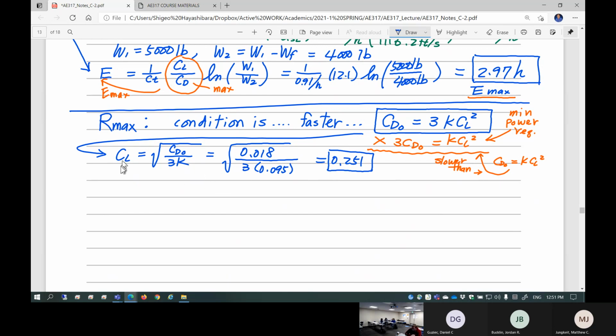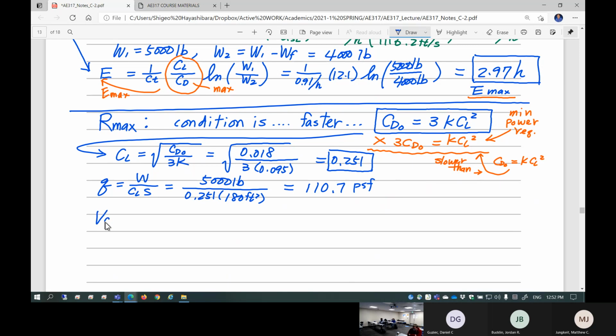Now, the same thing happened here. Q is equal to, of course, W over CL S. Suppose your weight is 5,000 pounds initially, CL is 0.251, area is 180 feet squared. This is going to get you the dynamic pressure of 110.7 PSF for maximum range. Of course, this is a much faster speed, so higher dynamic pressure.